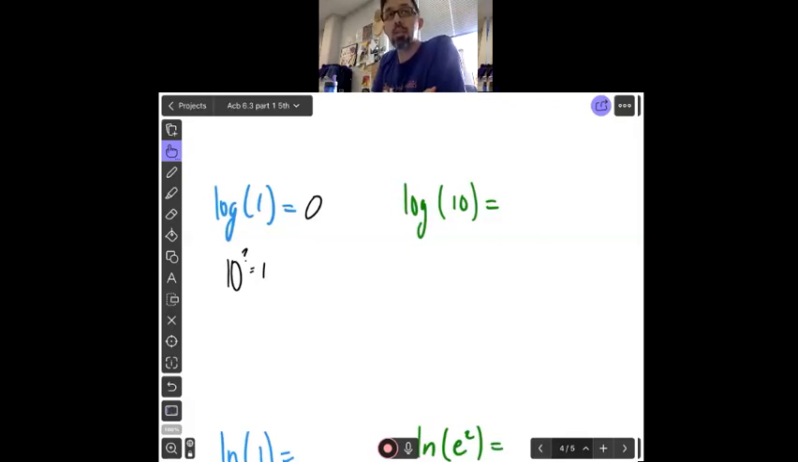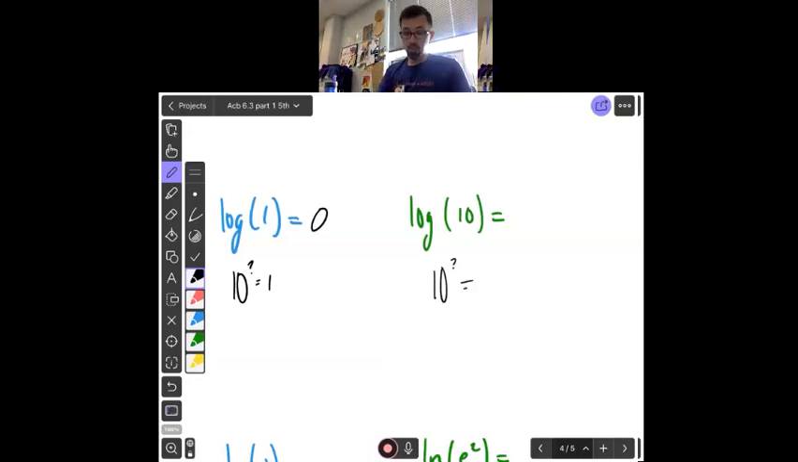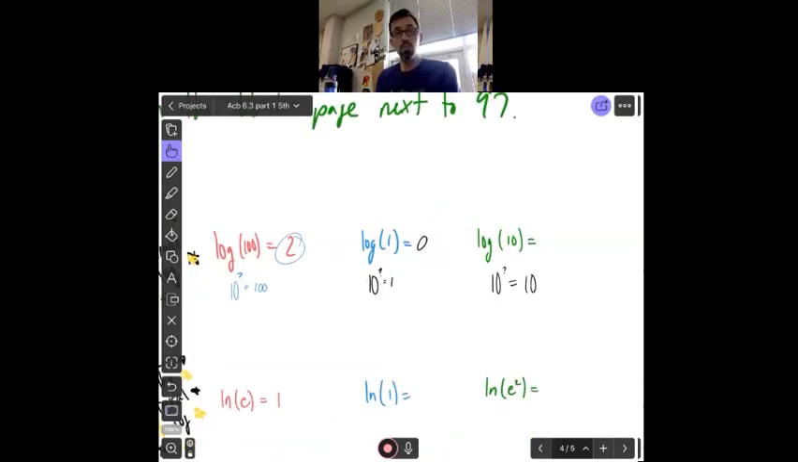Log of 1 means 10 to the what is 1. So what does log of 10 mean? 10 to the what? 10 to the 10. No, 10 to the what? 10 to the what equals what? 10. 10 to the what equals 10. All right, Rhea. And 10 to the what power is 10? Log of 100 means 10 to the what power is 100. Log of 1 means 10 to the what power is 1. Log of 10 means 10 to the what power is 10.